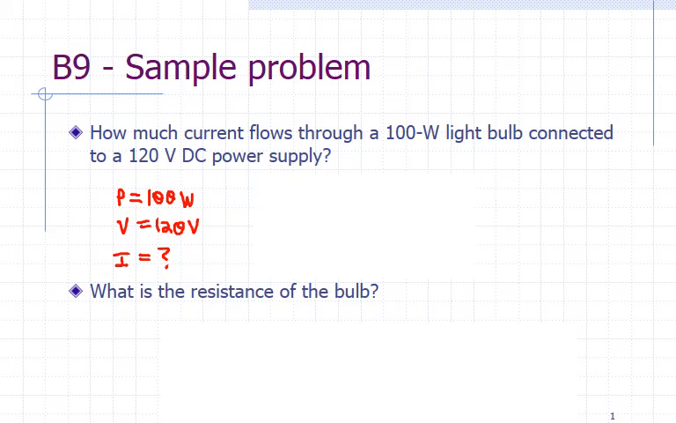So how much current flows through a 100-watt light bulb connected to a 120-volt DC power supply? So if you want to pause the clip and give this a try, you can do that, and then when you're ready to check, you can hit play to continue.